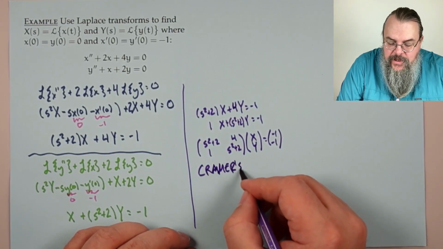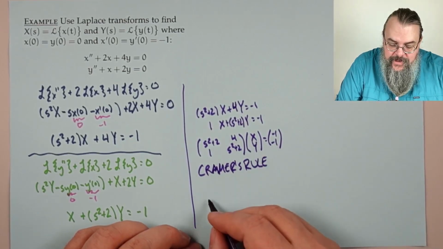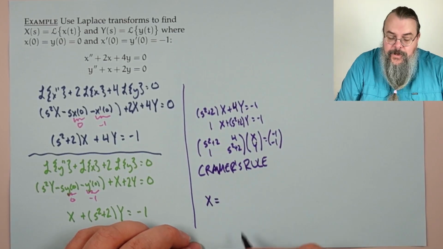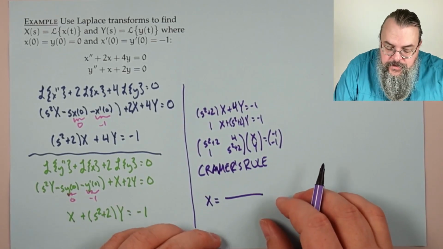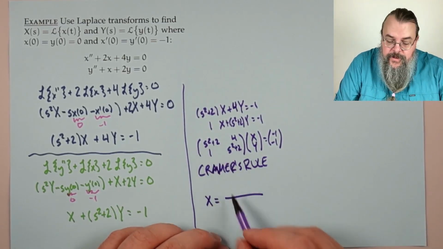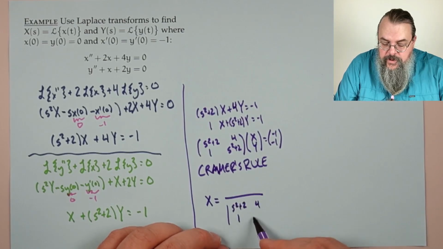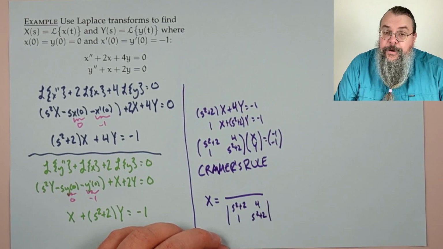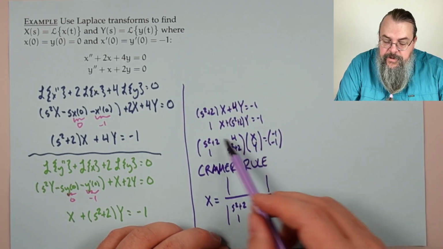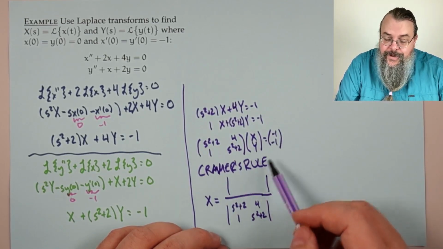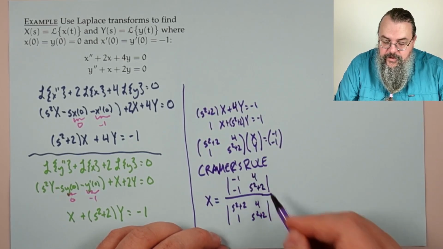Okay, so here we go. Let's suppose we want to solve for x. So then x is what? Well, it's a ratio. What you do is downstairs, it's the determinant of these coefficients. So s squared plus 2, 1, 4, s squared plus 2. We'll figure out what that is. Upstairs, similar, but I replace the x column by minus 1s. So minus 1, and 4, s squared plus 2.